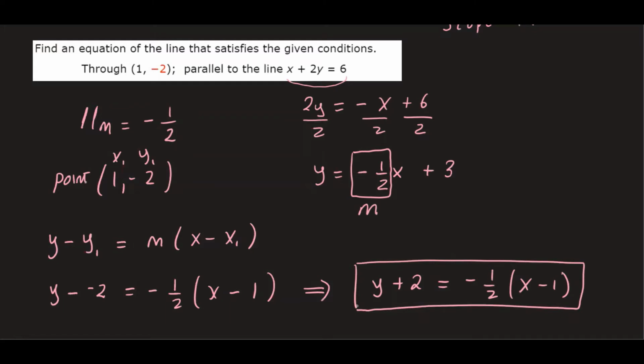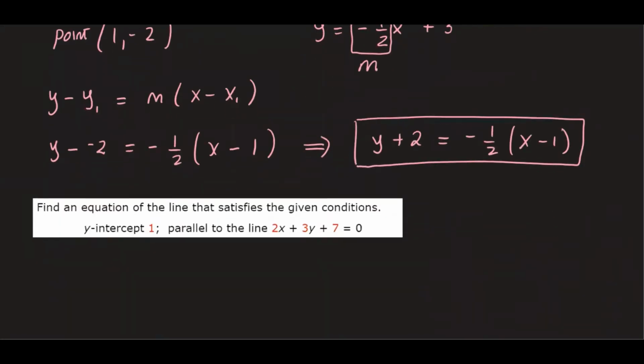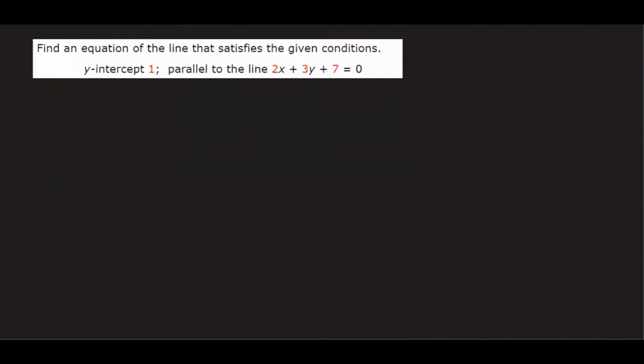Let's take a look at another example. So here's another example. We want to find an equation of a line that satisfies the given condition. So we need a point and we need the slope. The slope we're going to borrow from the given line, and the point is going to be this point right here, the y-intercept. You can always write the y-intercept as a pair of points. The y-intercept is when x is equal to 0. So this would be (0, 1).